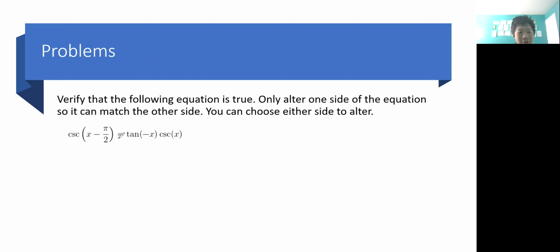You can either choose this side to change around, and somehow with your identities, you've got to get it to match this. Or you could have chosen this side and do something with your identities to get it to match this side. So it's up to you to choose which one you want to alter, but you can only alter one side. Okay? I'll give you 3 minutes.